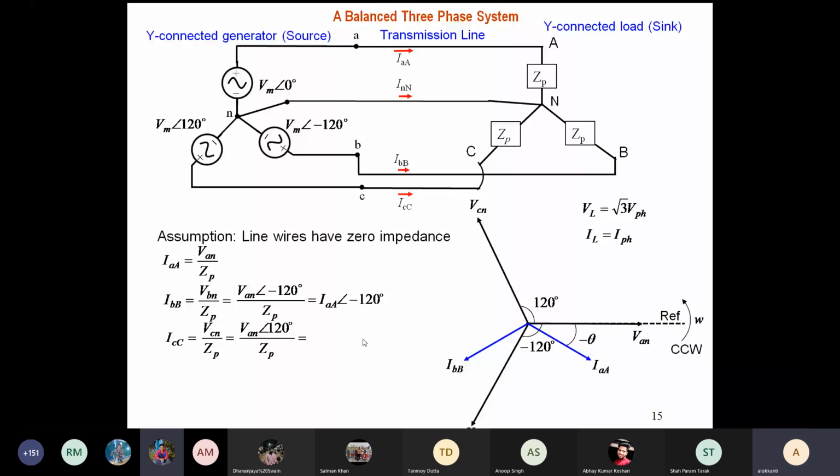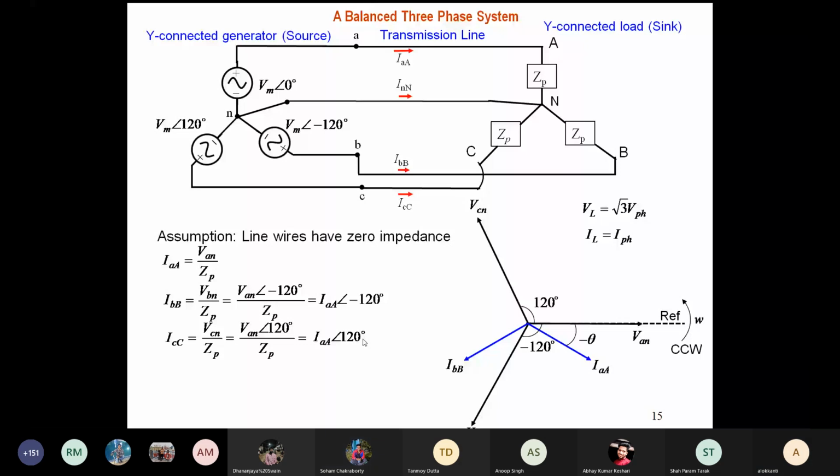Sir, here IA we are considering as a phasor only, right? Obviously. Yeah. IA is VAN by ZP, that is a phasor. It is VAN, and then ZP decides the net angle. Yes, sir. I got confused with the angle minus 120 written beside that.